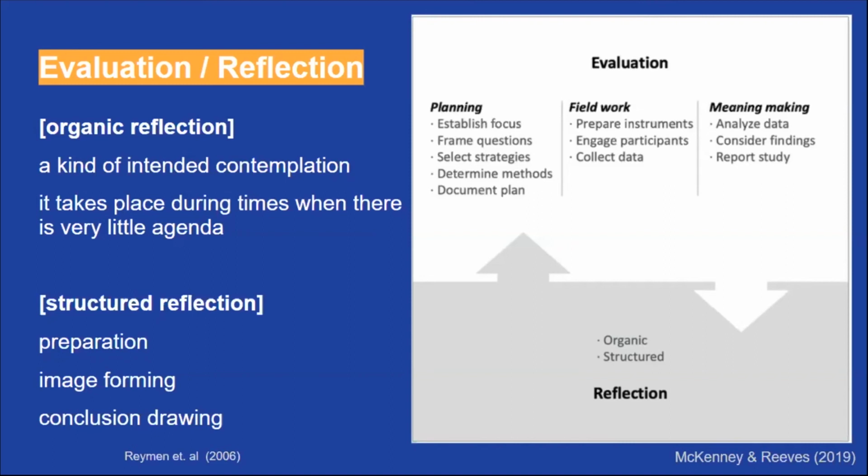On the other hand, some authors have developed specific techniques to structure reflection. There is a process, for example, that consists of three main phases. We have the preparation that consists of collecting the relevant facts or observations to be considered. Image forming that involves selection and synthesis of those facts and observations. And conclusion drawing that uses the results from the first two steps to determine the next activities.